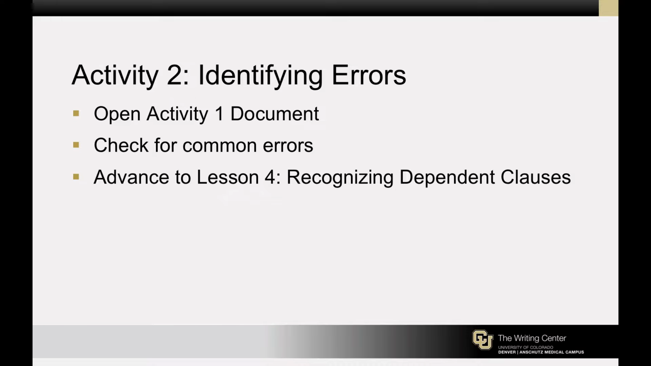Now is your chance to experiment with these concepts. Please return to the Canvas module and reopen the Activity 1 document. Use what we learned in this lesson to check for any fused or spliced sentences and correct any that you find by inserting the proper connector. Remember to save your work because you'll be submitting this at the end of the module. When you're finished, advance to Lesson 4, Recognizing Dependent Clauses.